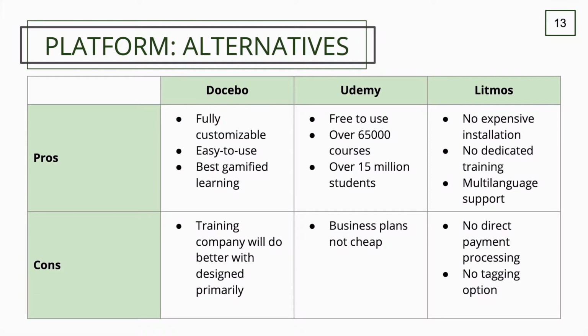The problem with Udemy is that the business plans are not cheap. And Litmos, its pros are that there are no expensive installations, no dedicated training is needed, and it provides multi-language support. The cons are that there is no direct payment processing, so you cannot just enter a course and pay for it, and there's no tagging option.